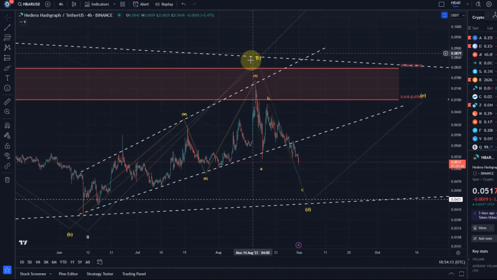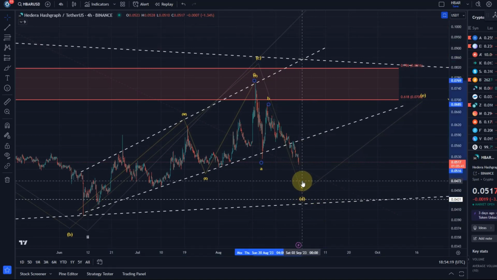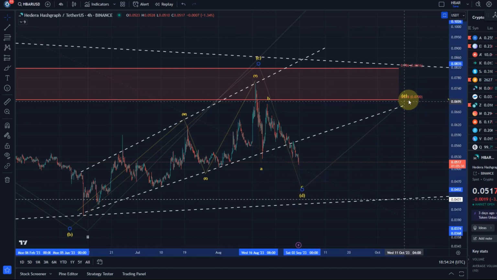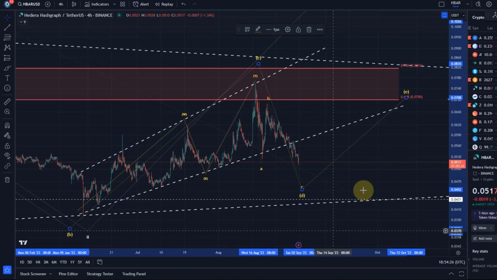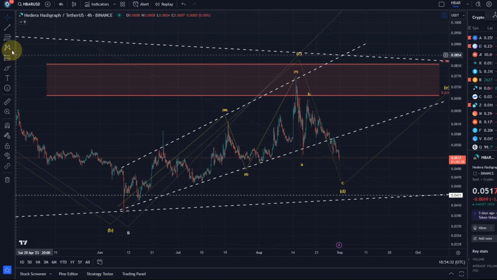So if this is now a triangle, then the idea is that we're now coming down in this D wave of the triangle. The wave that happens obviously before the last wave. The last wave will be an E wave. We're not there yet. First of all, we need to complete the D wave. A D wave is a corrective structure. For example, here an ABC structure would be preferred.